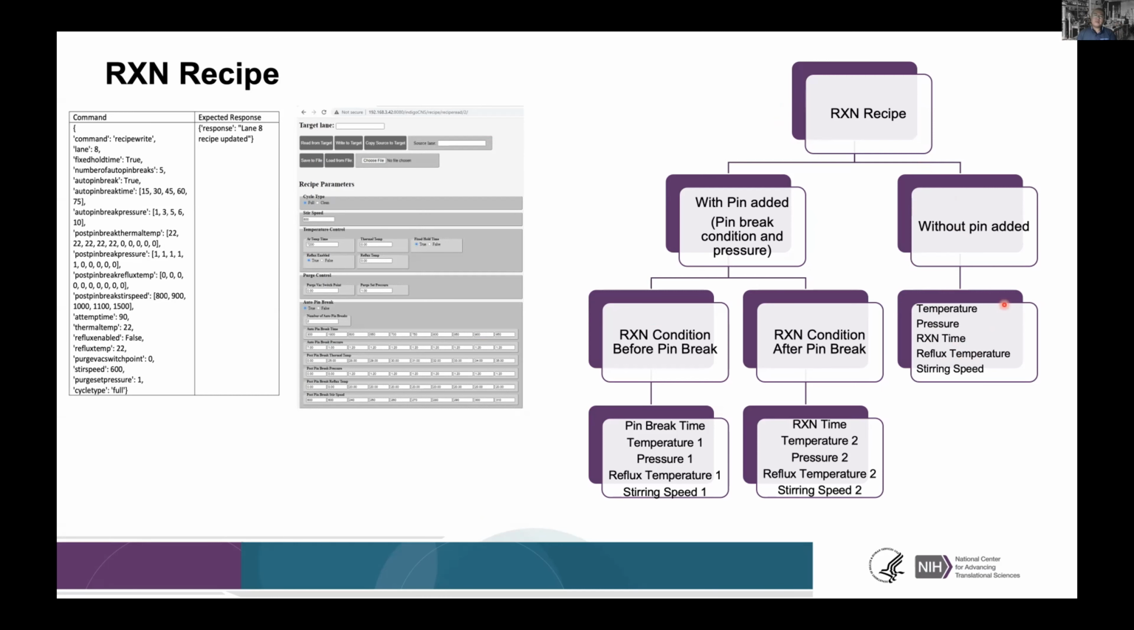But if you want to run something more complex, we're going to introduce the pin. And with the pin introduced, we're going to set up at least two reaction conditions. The first condition will be before the pin breaking, and the second condition will be after the pin breaking. And for our Indigo reactor, we have the capability to run 8 sets of parameters. That means we can break the pin or we can increase the pressure 8 times.